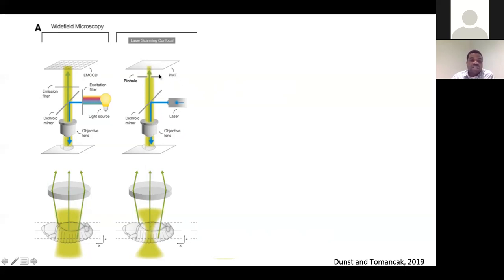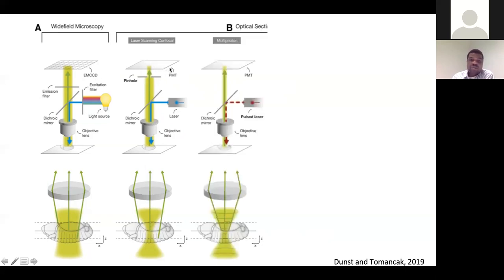So I'll discuss a little bit about the differences between your camera and then your detectors. And then in the multi-photon situation, again, you are using a laser line, and then as you illuminate your sample, you illuminate only the focal plane, and that focal plane is what is eventually collected on your detector.